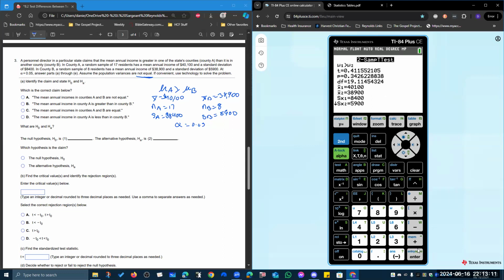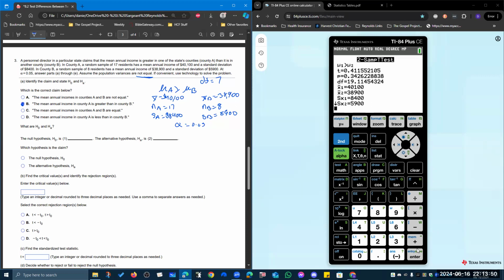We're going to calculate here, and we're going to get that our degrees of freedom would be the smaller of the 2 minus 1, so that's going to be 7. That's what I'm going to look for. The mean annual income in County A is greater than in County B is our claim.